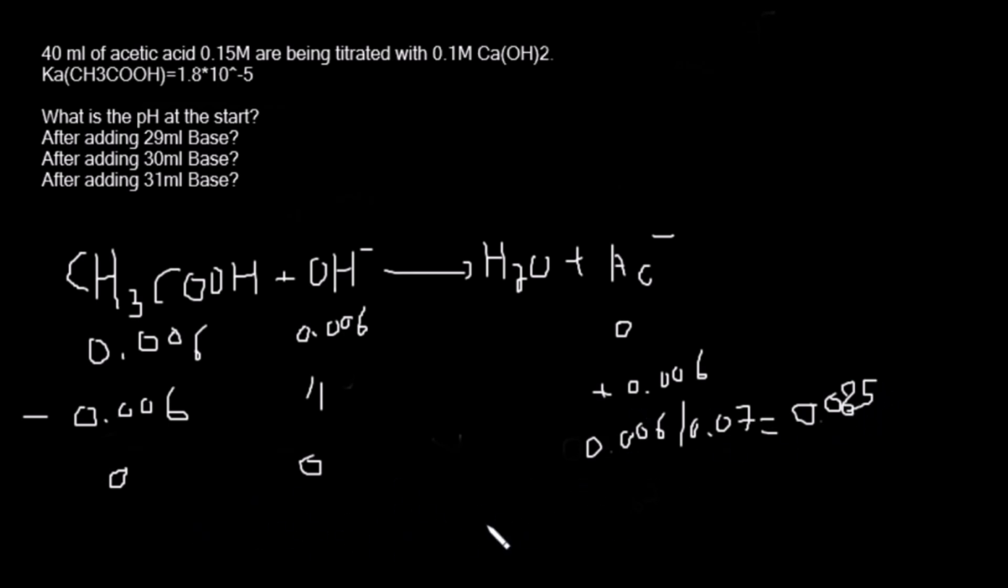So what are we going to do with it? We can't use the equation that we used before because we have 0 molar of our acid. So let's remember that the concentration of AC minus is 0.085. Okay.